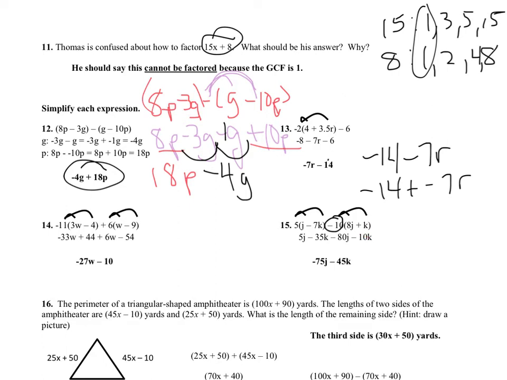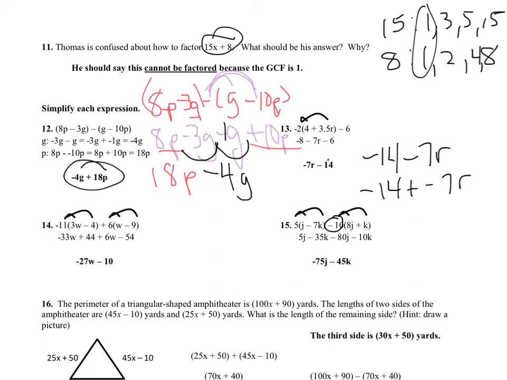Okay, look for those common terms, those similar terms. Looking for j's. 5j, negative 80j. I have a positive and a negative. Signs are different. Find the difference. 80 minus 5, 75. I have more negatives than positives, so negative 75j.